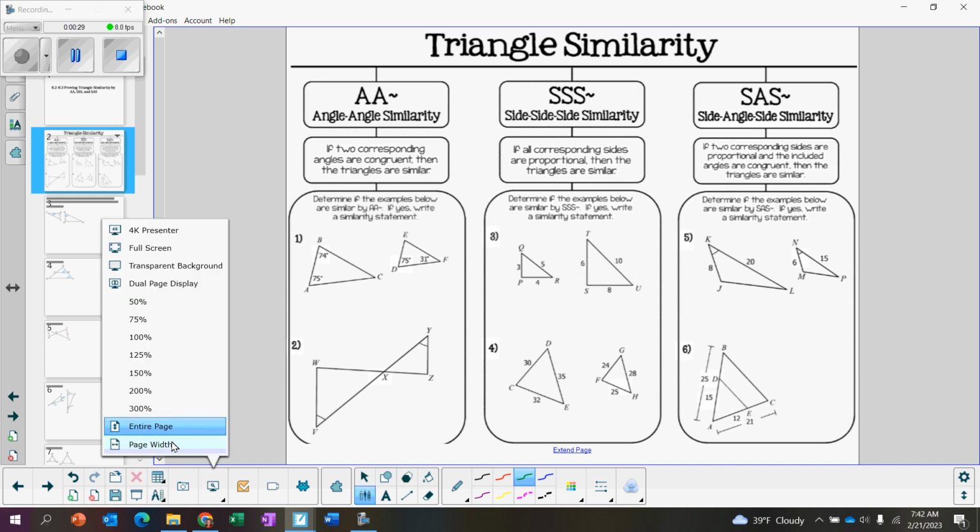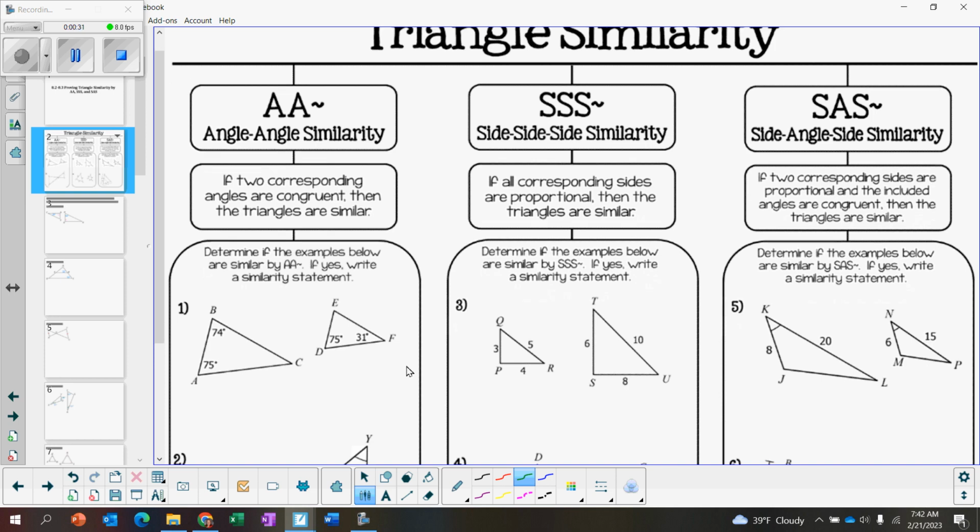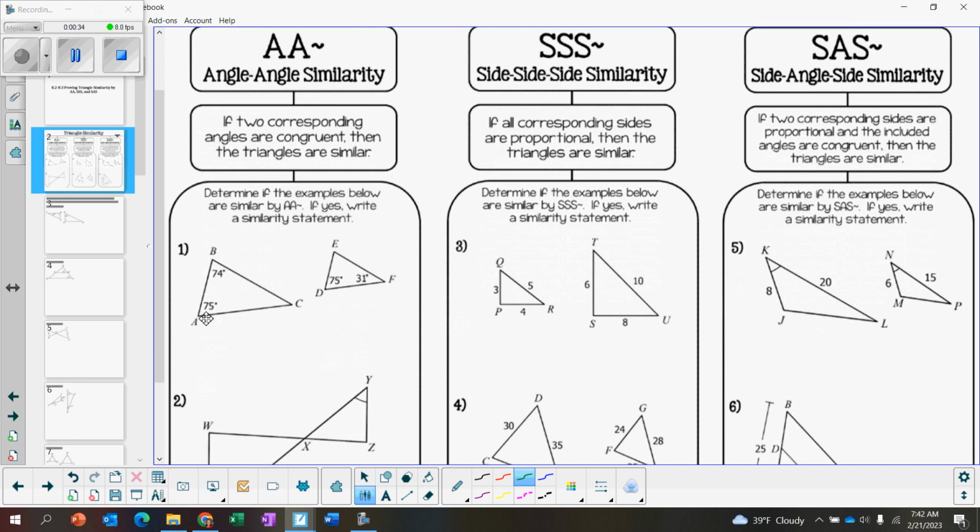Make this a little bigger. In my first picture, I have an angle that's 75 and an angle that's 24 here, and 75 and 31. So right now, I do know that I have a single angle that matches, but I don't know what the third angle is in each of them. Let's say I added together 75 and 74, and I got 149, and I take that away from 180. I found out my last angle is 31 degrees. And now that's a second angle that matches. So these two triangles are similar by AA.